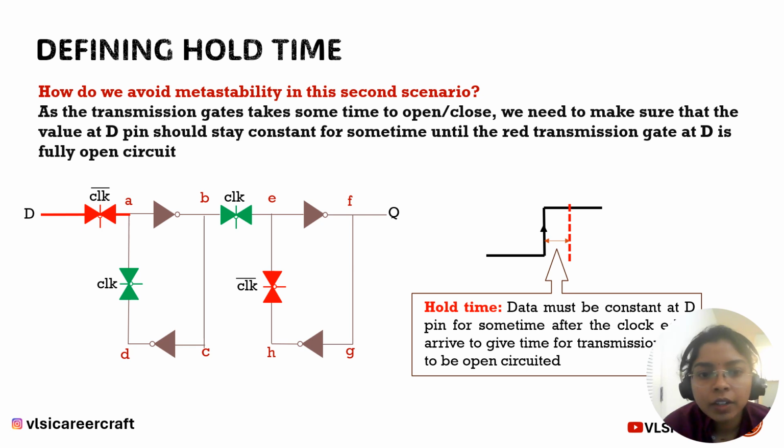So in this scenario, how do we actually avoid the metastability state? Here we need to give certain time for the transmission gates to open circuit or short circuit, so that the internal nodes of the flip-flop are not overwritten by the new value. So we can define hold time like this: data must be constant at D for some time after the clock edge arrives, to give time for the transmission gate at D to be open circuited.